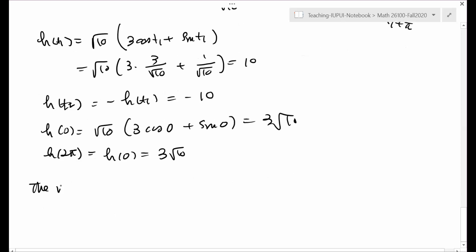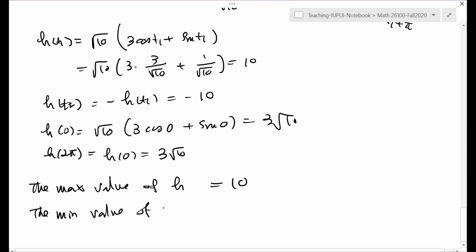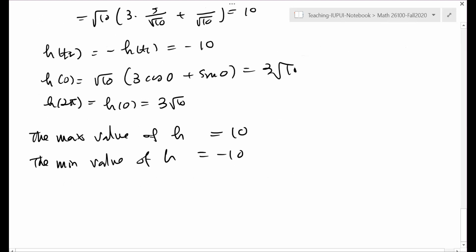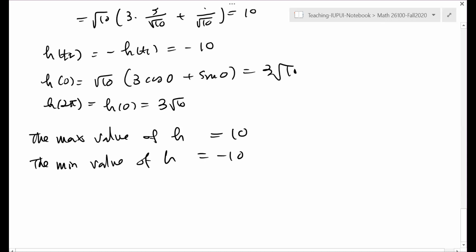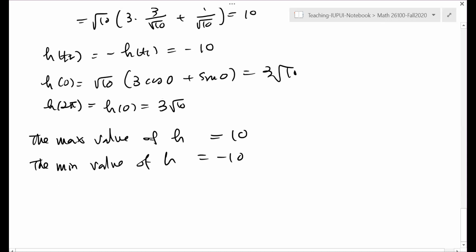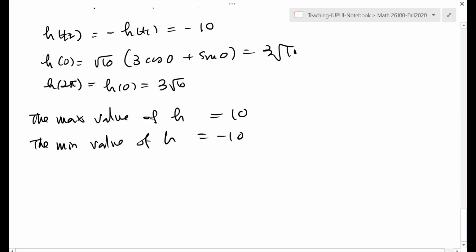So the maximum value of h, which is the maximum value of the function restricted to the circle, is going to be 10. The minimum value of h is going to be negative 10. So you get this answer using the knowledge from Calculus 1. Now, as you can see, yes, we can solve the problem. We convert a function of 2 variables to a function of 1 variable. The idea is very simple.